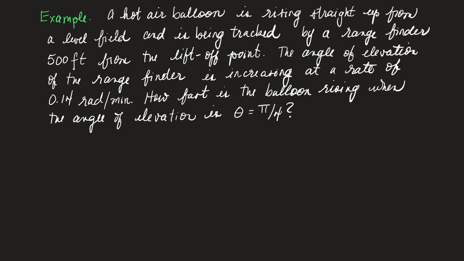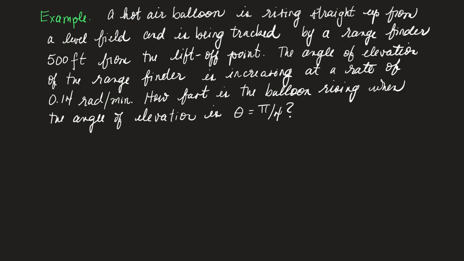In this video, I'm going to solve this related rate problem. So I have a hot air balloon. It's rising straight up from a level field. It's being tracked by a rangefinder, which is 500 feet from its liftoff point. And I'm given some information about the angle of elevation, and I'd like to figure out how fast the balloon is rising at the point where the angle of elevation is pi over 4.